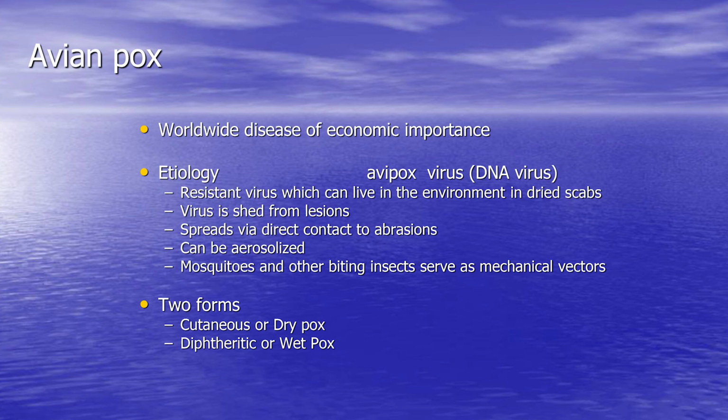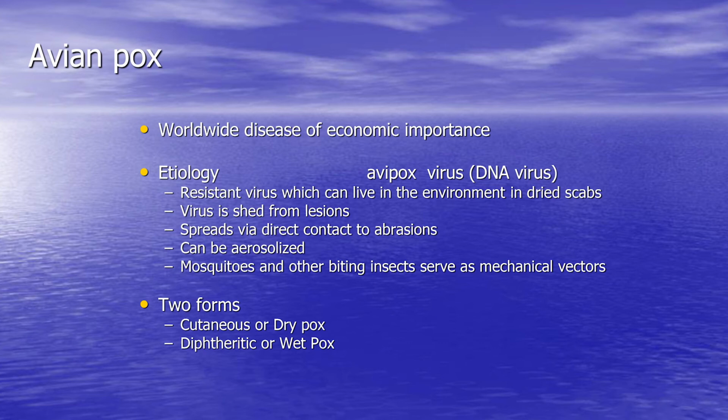Avian Pox, another viral disease, worldwide, can be of considerable economic importance. It's caused by an Avian Pox virus, which is a DNA virus, a fairly large virus. This virus is a tough virus. It's resistant in the dried scabs, and can be in the environment for a considerable period of time. The virus is shed from the lesions, and it spreads by direct contact to abrasions. It can be aerosolized, it can be ingested, and mosquitoes and other biting insects can mechanically transmit it.